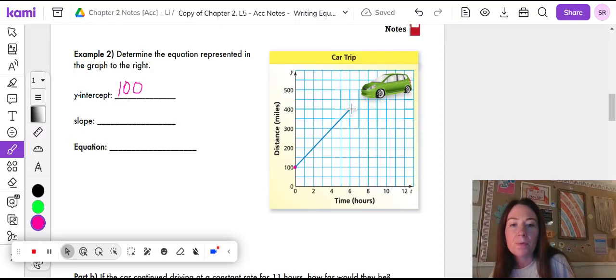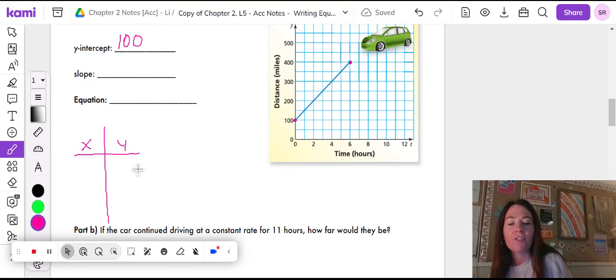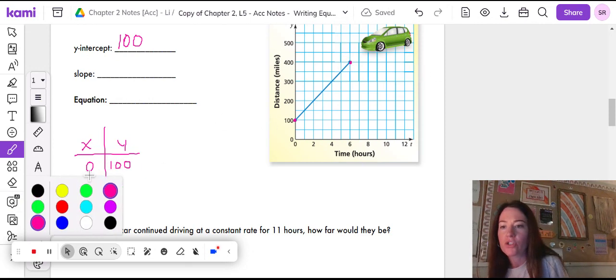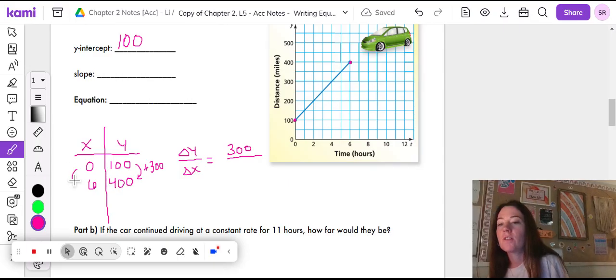And then to find my slope, I can make a slope triangle or I can use the table method. Since I did the slope triangle for the last one, I'll do the table for this one. I'm going to make my little table, x and y. My first point is right here at (0, 100). The other point they gave me is over here at (6, 400). Okay, we know that slope is change in y over change in x. My change in y from 100 to 400 is plus 300 over my change in x, which is plus 6.